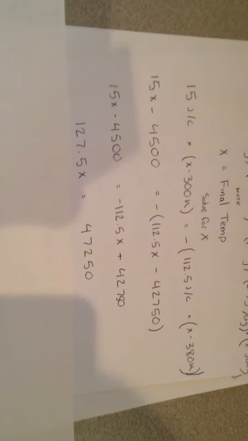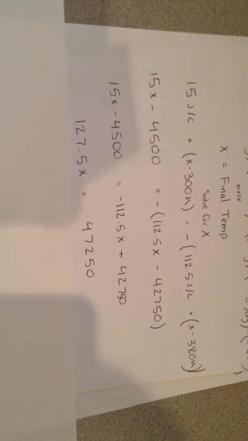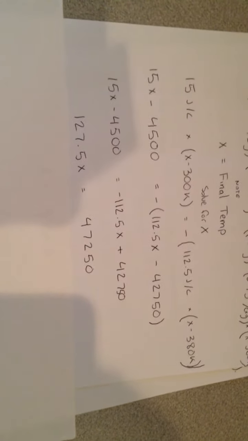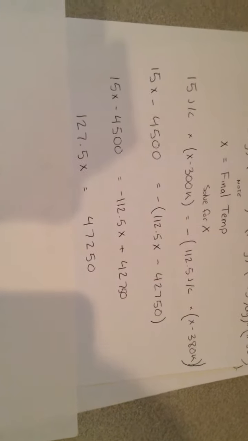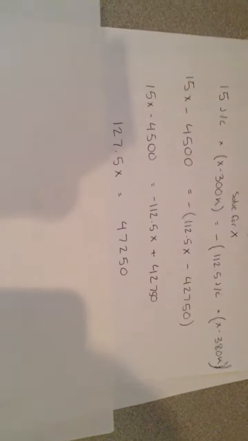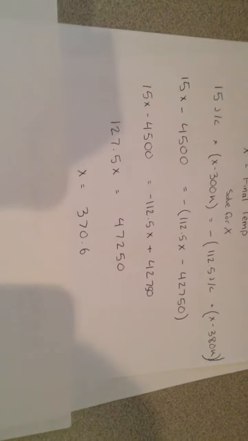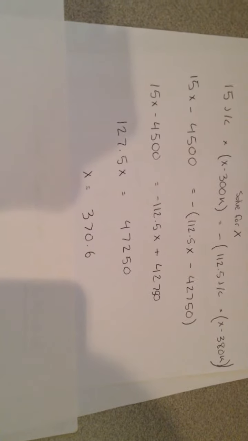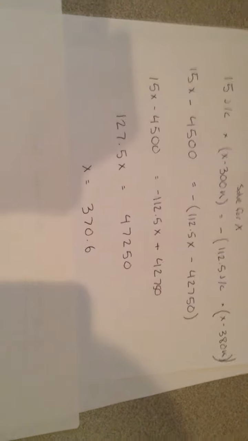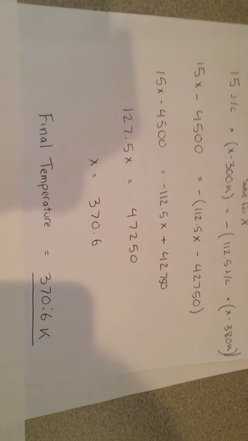And then we have to add 4,500 from the left side to the right side, and we add 112.5X from the right side to the left side. And we get 127.5X is equal to 47,250. And we just do some simple math and solve for X, and we have X is equal to 370.6, which gives us our final temperature, which is 370.6 Kelvin.